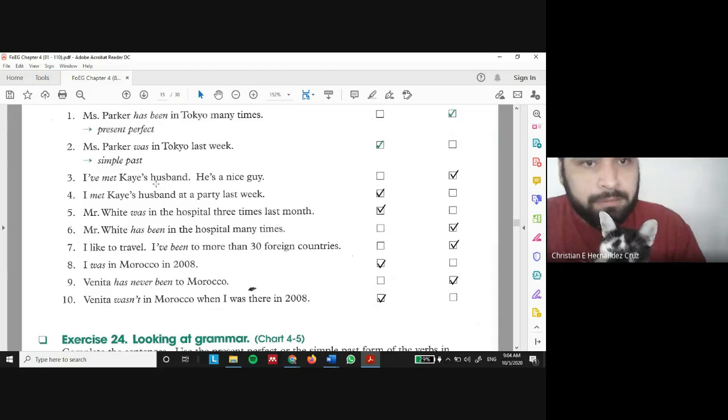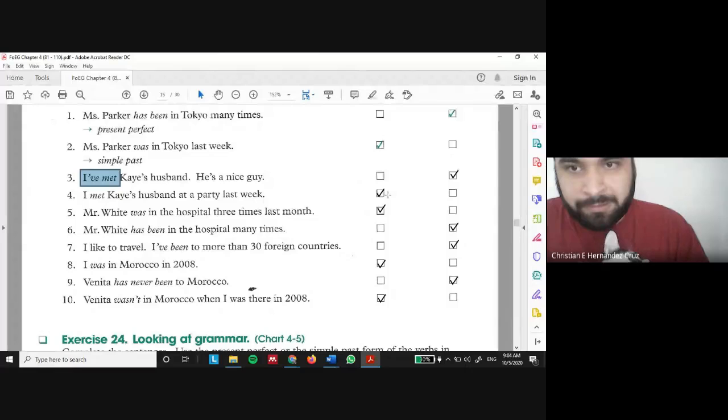There you go. So we have a variety of specified and unspecified sentences here. Let's look at the verbs to see whether or not they're simple past or present perfect. So this one, number 3, it says it's unspecific. And unspecific, we've been seeing that as the present perfect this whole time. Let's see if that is true. So I've met Kay's husband. He is a nice guy. We're using a contraction, but we're still using have and met. So this would be perfect.